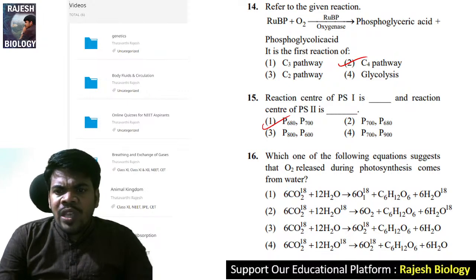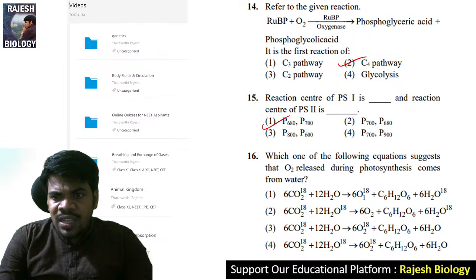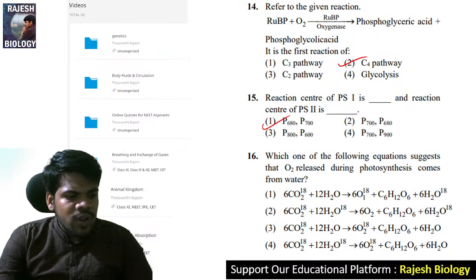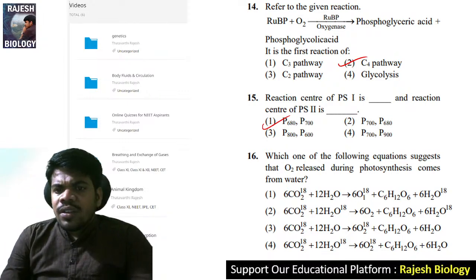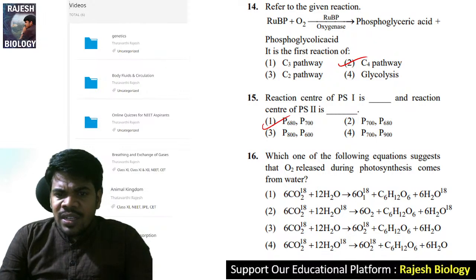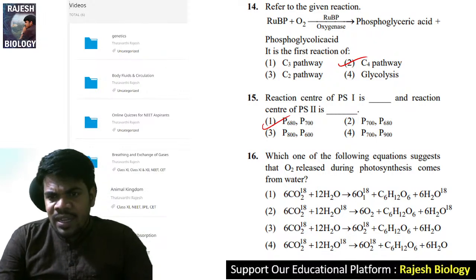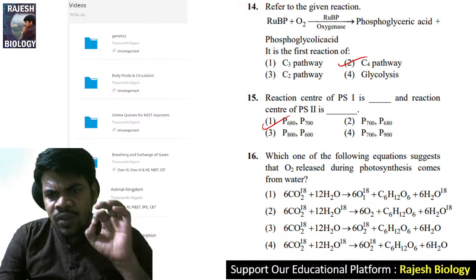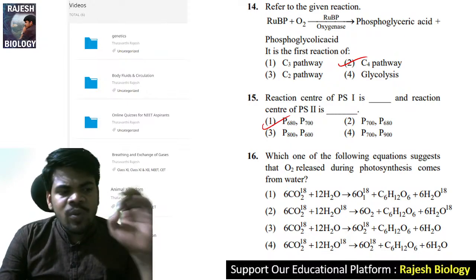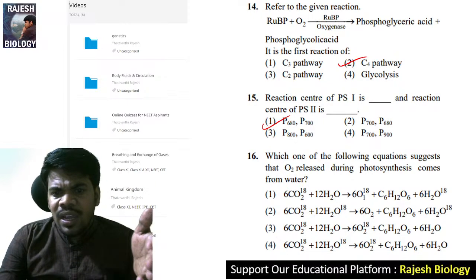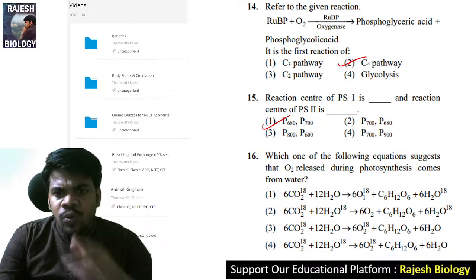Which one of the following equations suggests that oxygen released during photosynthesis comes from water? They said that the oxygen which is released in photosynthesis comes from the water. They only say that. And which of these reactions prove that?